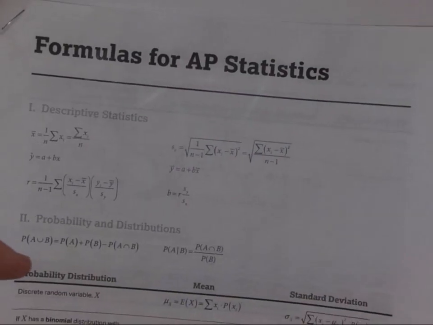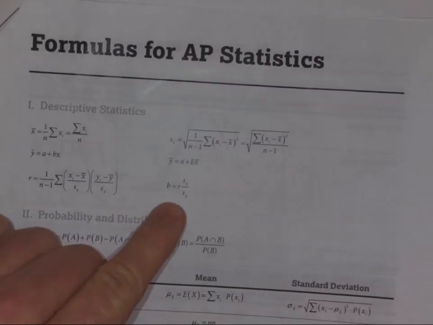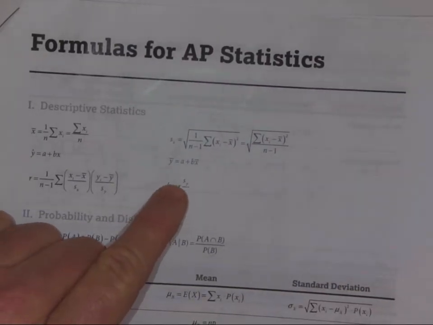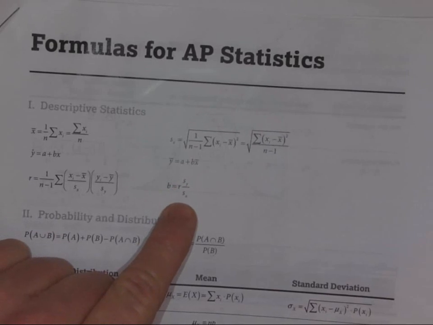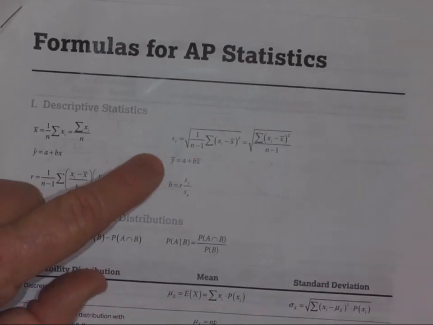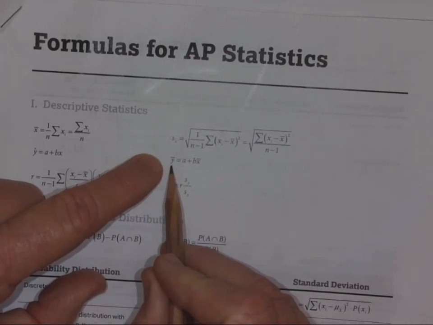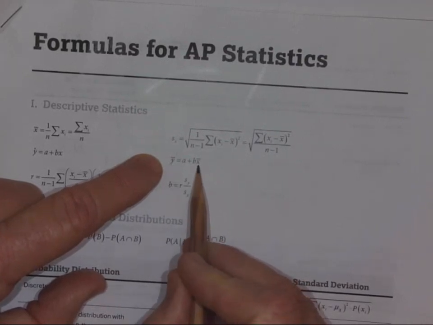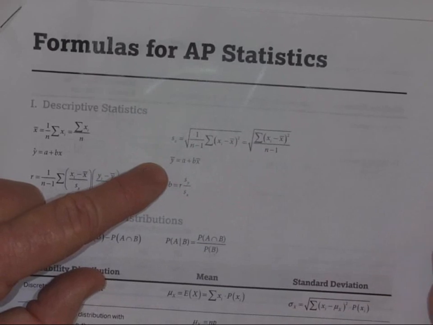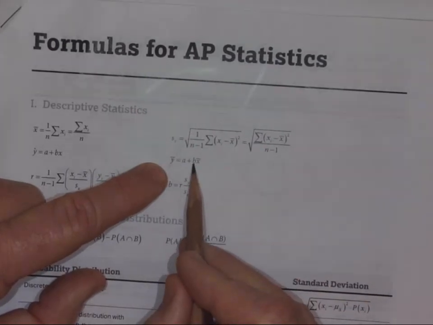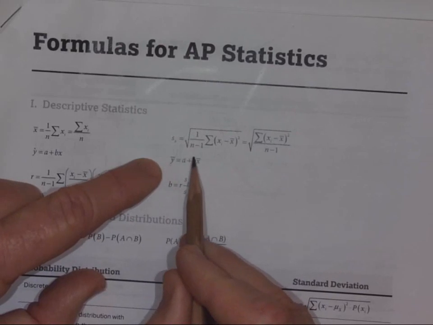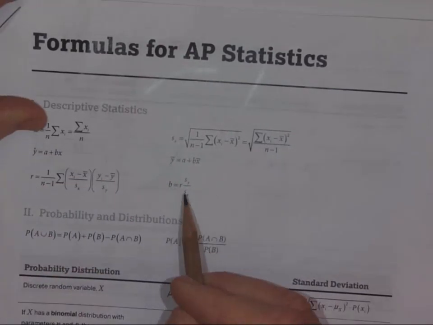And it's at the top of your formula sheet, right there. The slope is equal to R times the standard deviation of Y over the standard deviation of X. And then the other thing is Y bar, the mean of the Y's, and X bar, the mean of the X's. The least squares regression line always goes through that point, so you can plug it in. And so we'll use, in essence, these two things to find A and B.